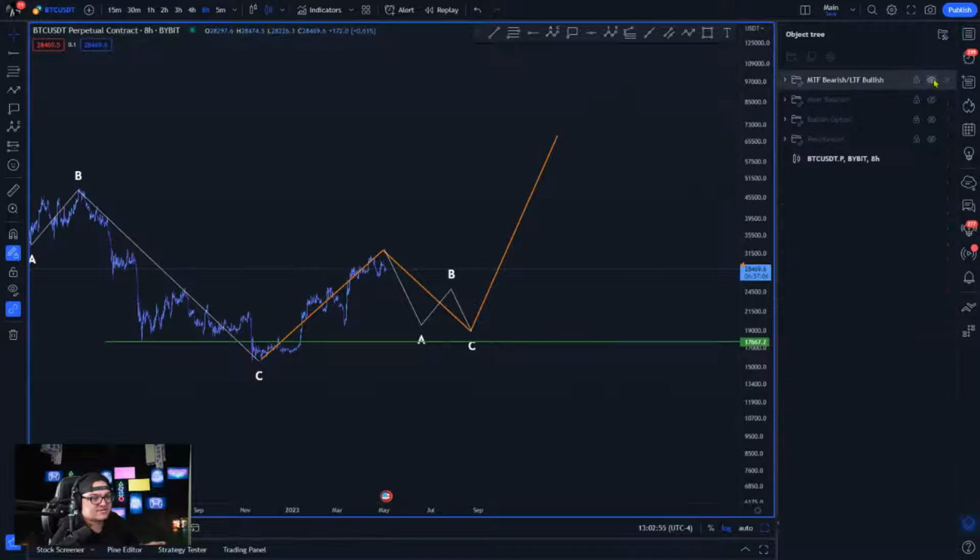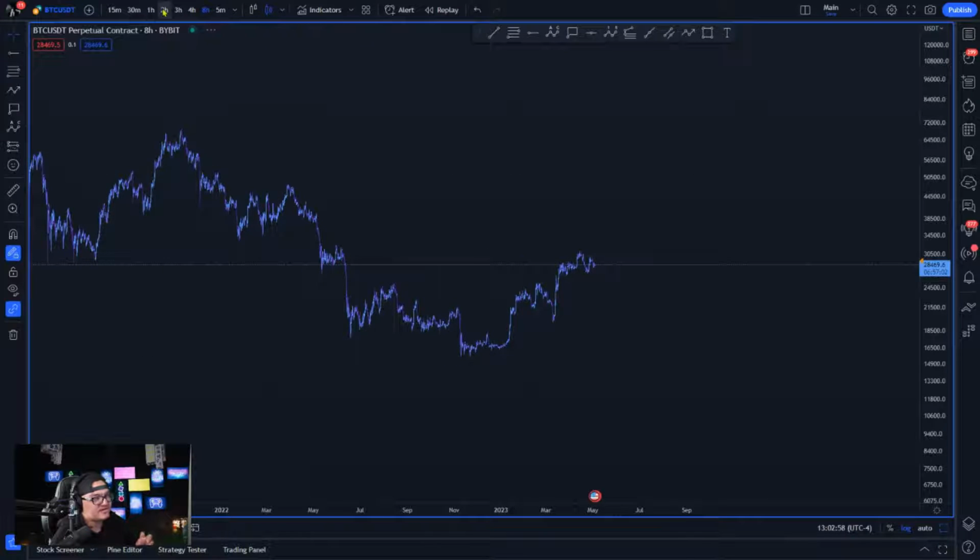Now we can go focus on the smaller time frame, or I guess our main trading perspective.